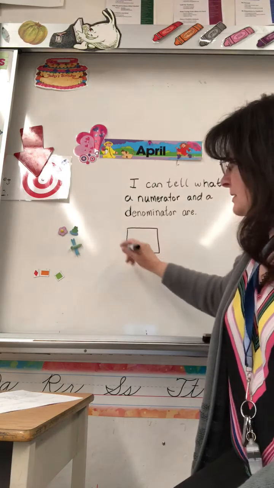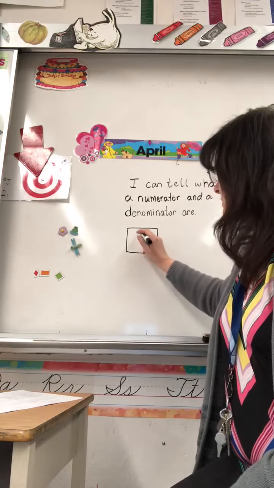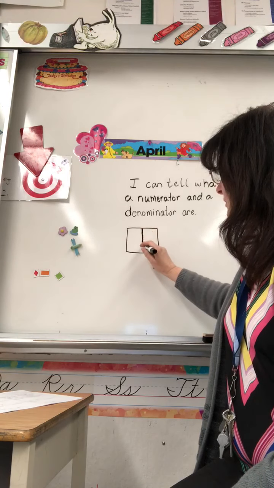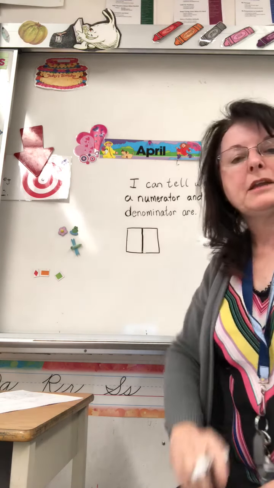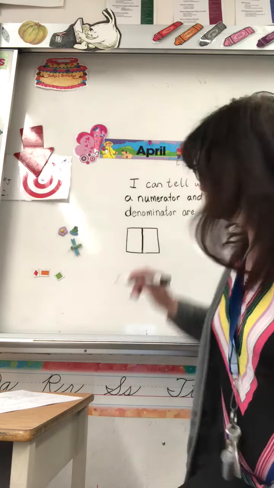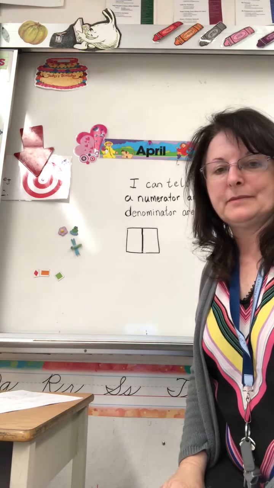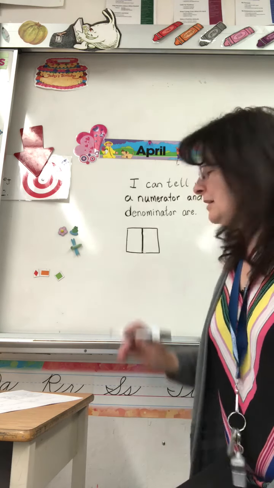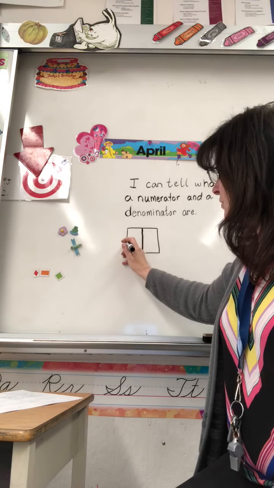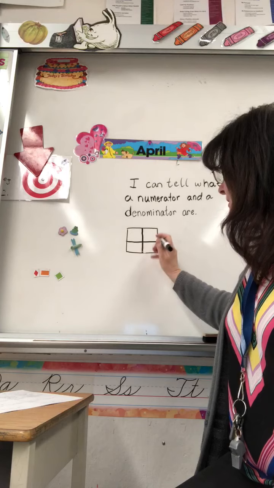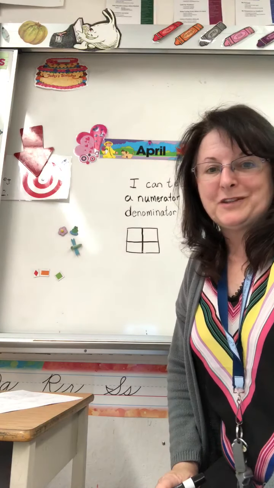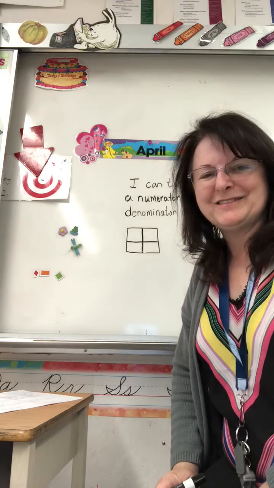So you can see I've got a square on the board, and what I'm going to do is put a line like this through it. So I would like you in your math duotang to draw a square and put one line through it, please. Then draw another line across like this. If you need to pause the video, of course, go ahead, right?